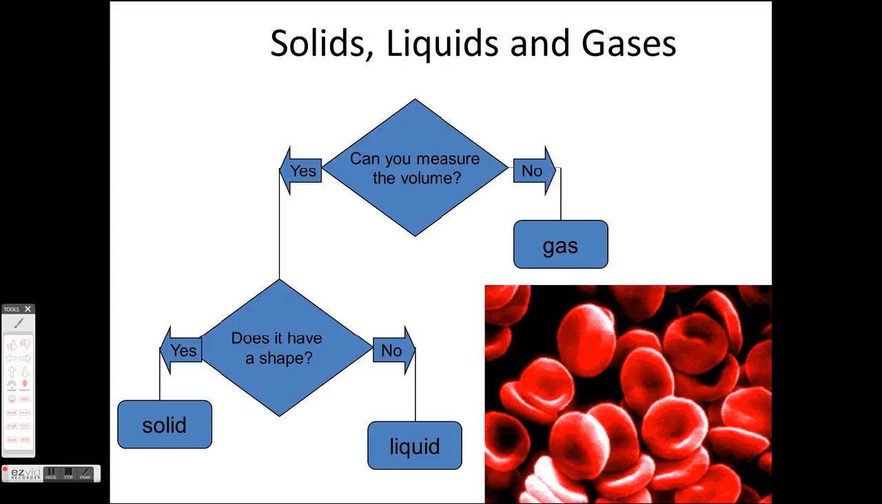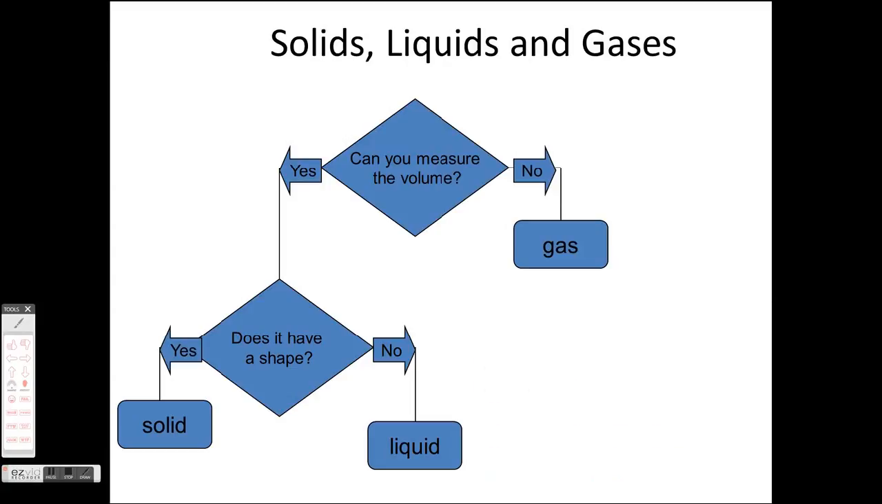I would say as a whole, these are going to be a liquid, because you could put red blood cells into a beaker and it would match the shape of that beaker. If you put them out on their own, they would just flow out across whatever surface they were on. And that's going to end our section on phases of matter. Next up will be phase changes.